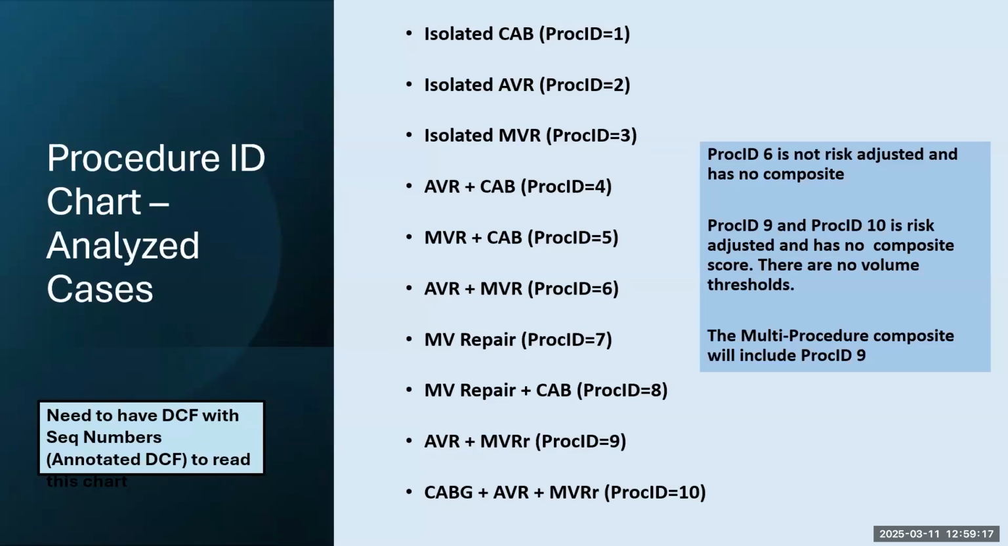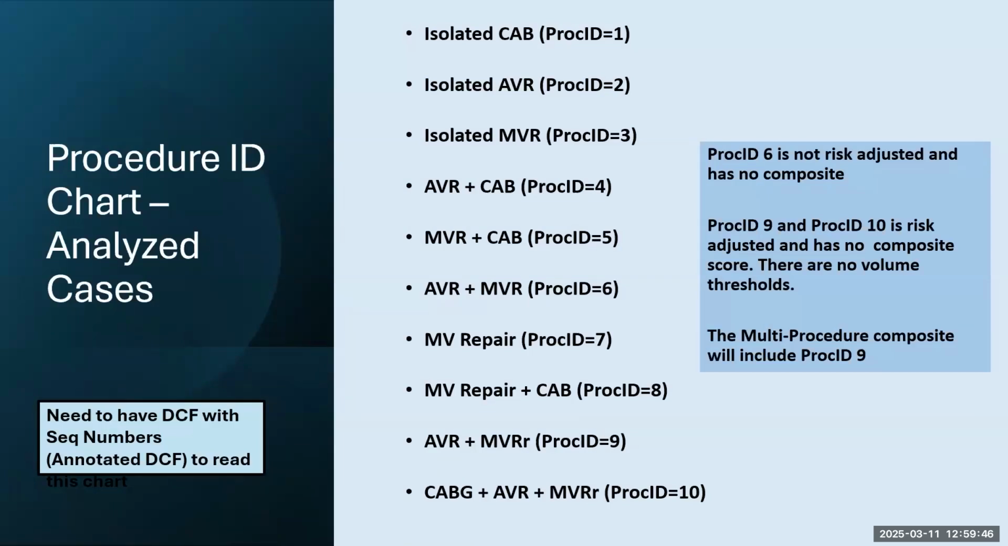I forgot I had this list in here. I apologize, Amanda. It would have been so much easier than trying to stress my old brain to remember what they all are. Isolated CAB, isolated AVR, isolated MVR, AVR plus CAB, MVR plus CAB, AVR plus MVR, MV repair plus CAB, AVR plus MV replace or MV repair, CAB plus AVR plus MV repair or MV replace.